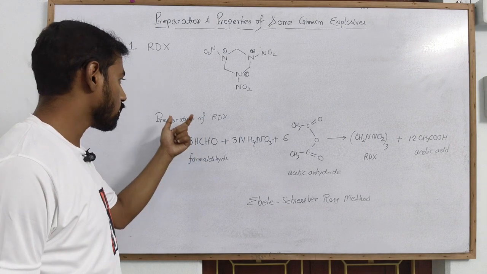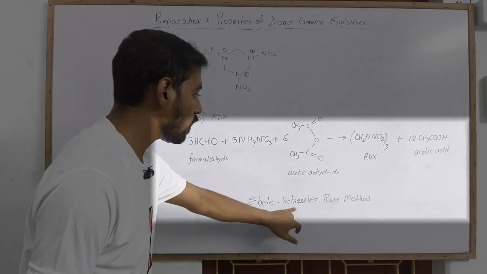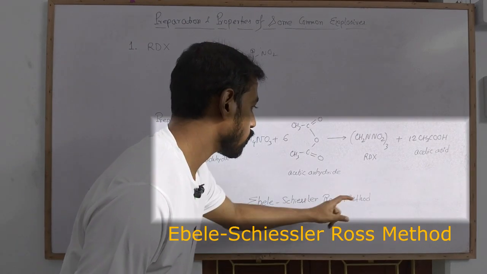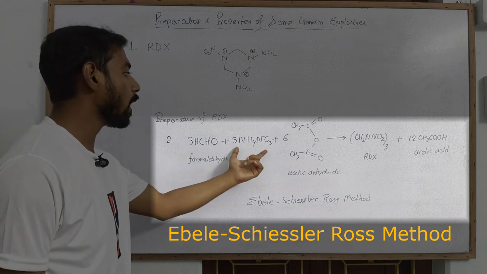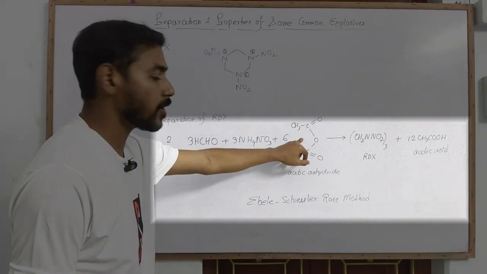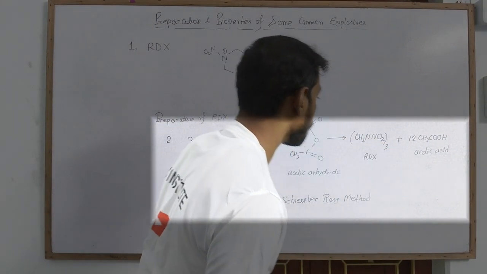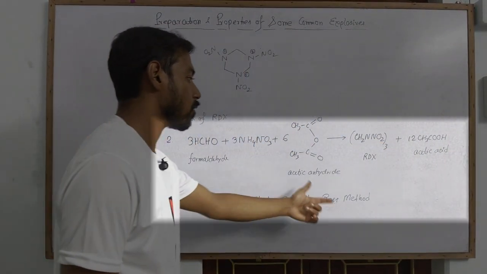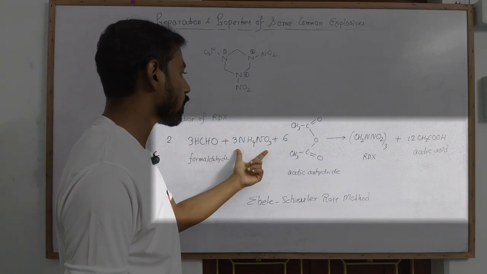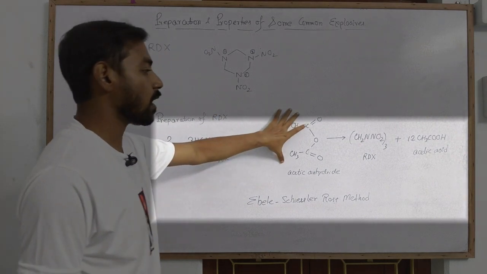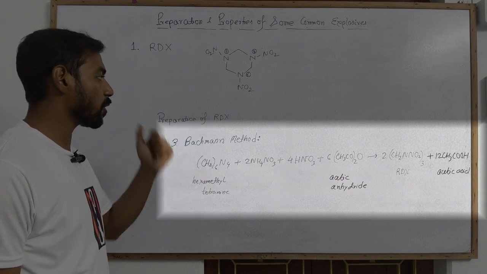Now, this is the second preparation of RDX. This preparation is named the Ross-Schiessler method. Through this method, RDX can be prepared by the addition of formaldehyde and ammonium nitrate to acetic anhydride at 70 degrees centigrade to get RDX along with acetic acid. So this is the method to get RDX from formaldehyde and ammonium nitrate reacting with acetic anhydride at 70 degrees centigrade.